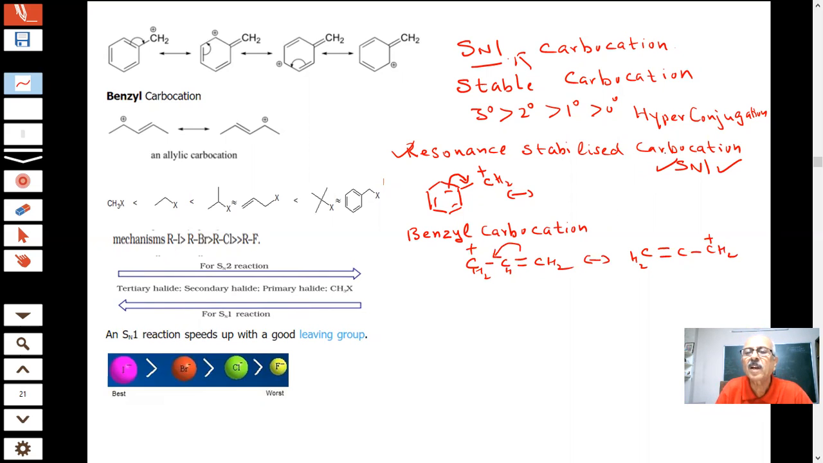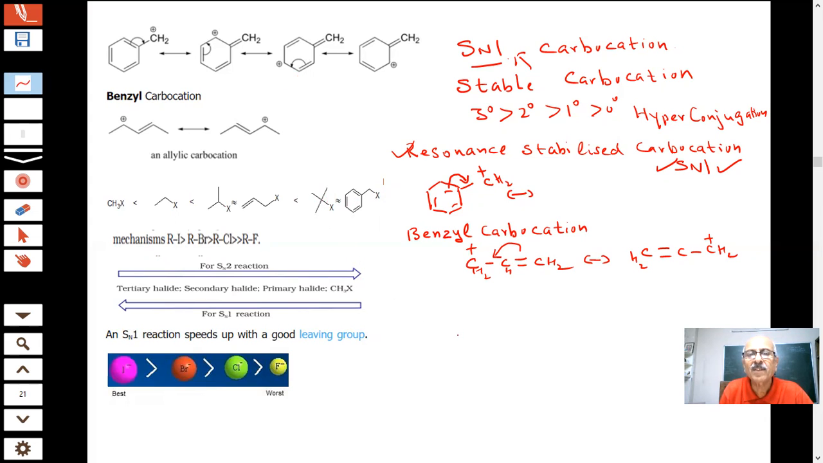So in a competition of SN1 and SN2, here we have shown the order for SN1. This is primary, this is secondary, this is tertiary. Allylic halide is also tertiary-like. This is 0 degree, 1 degree, 2 degree. This is my 3 degree carbon. What is this compound? Tertiary alkyl halide, in bond line representation. And benzyl are quite almost the same. They are also stable carbocations.